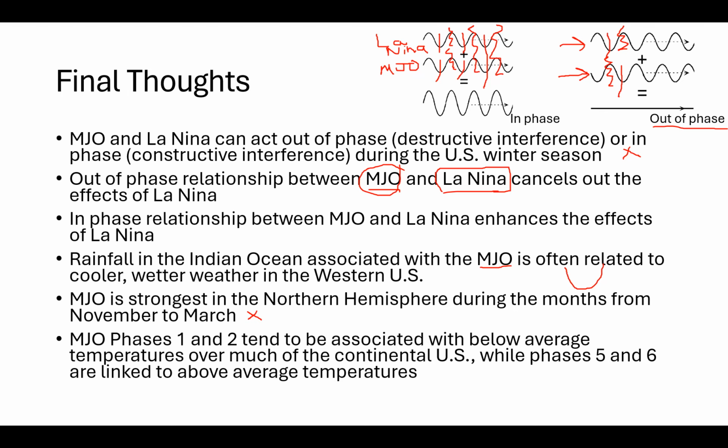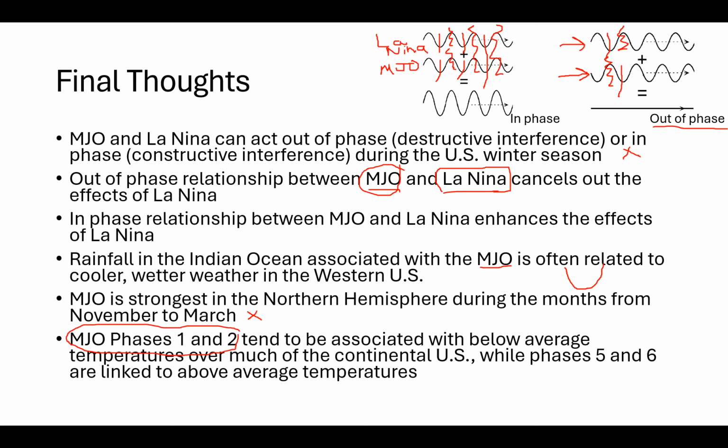The MJO phases 1 and 2 tend to be associated with below average temperatures over much of the continental U.S., while phases 5 and 6 are linked to above average temperatures. So here you go. Take a look at what the MJO is doing. Is it in phases 1 and 2? Is it strong? Is it weak?